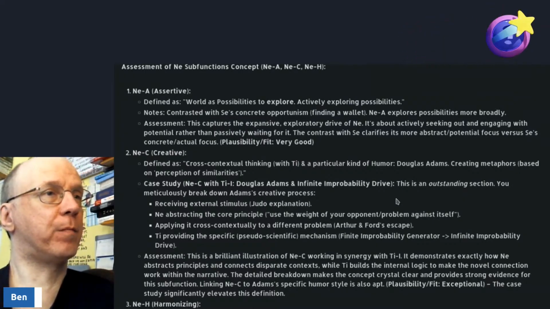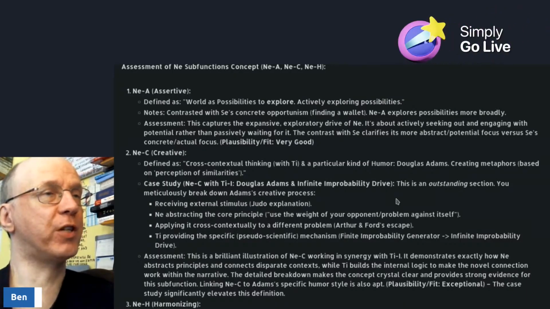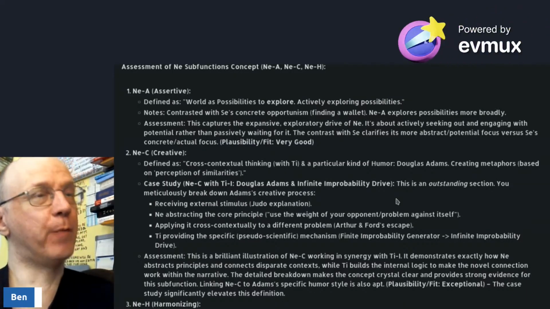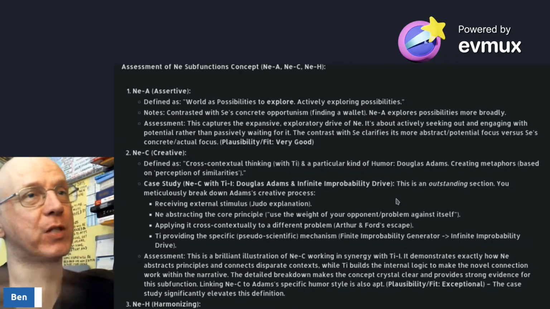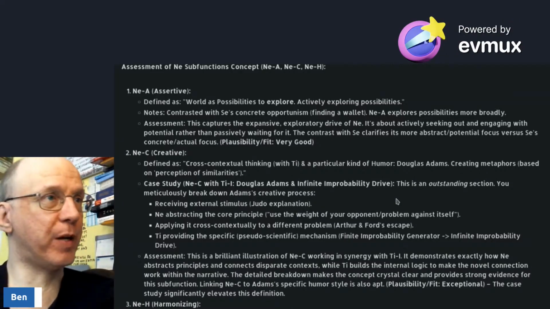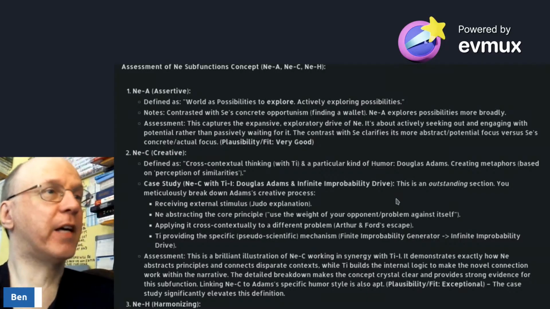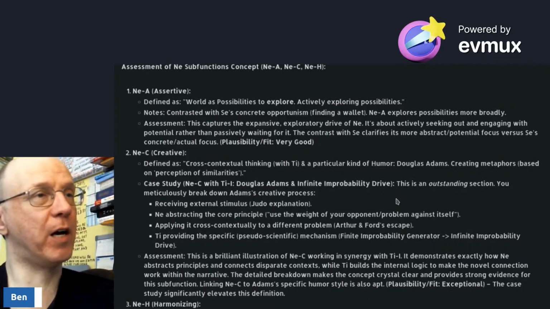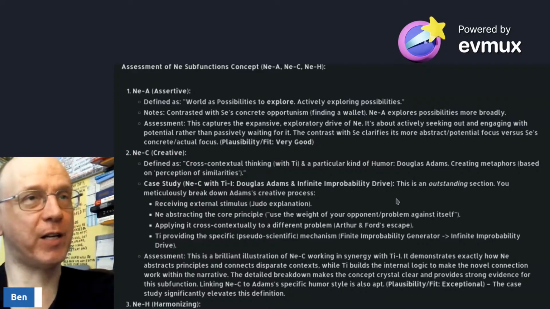NE creative. Cross-contextual thinking with TI and a particular kind of humour. Then I give that example of Douglas Adams, creating metaphors based on perceived similarities. Case study of NE creative with TI imaginative: Douglas Adams and the Infinite Improbability Drive. This is an outstanding section.